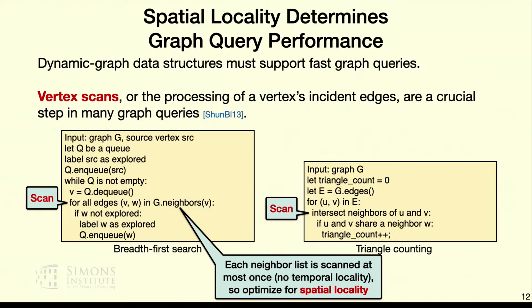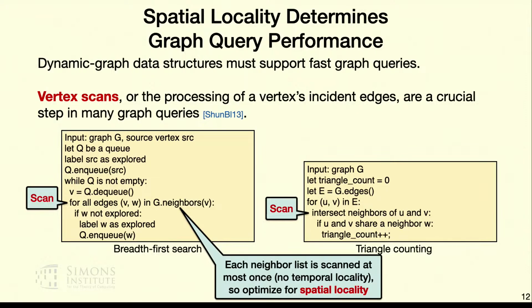So here are two examples of graph algorithms. The first one is breadth-first search that you might learn in any undergrad algorithms course. The way it works is that you get a graph, you have your source, and you have a queue, and you put your source in the queue, and while you still have stuff in your queue, you look at the front, you look at all the neighbors of the stuff that you just dequeued, and then you explore them if they haven't yet been explored.